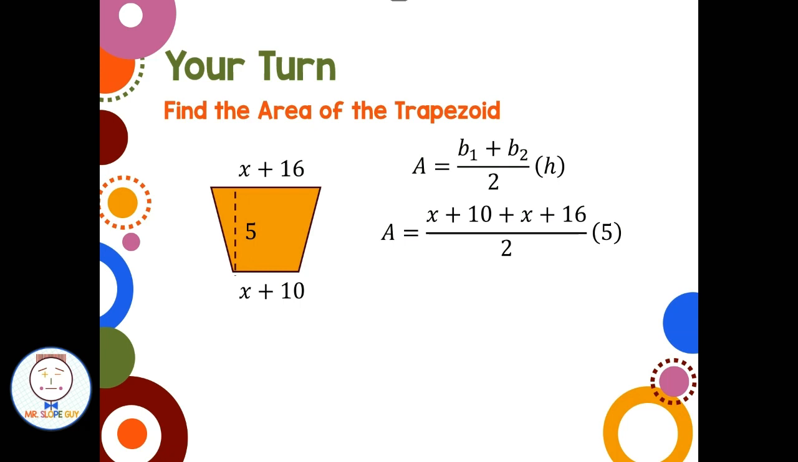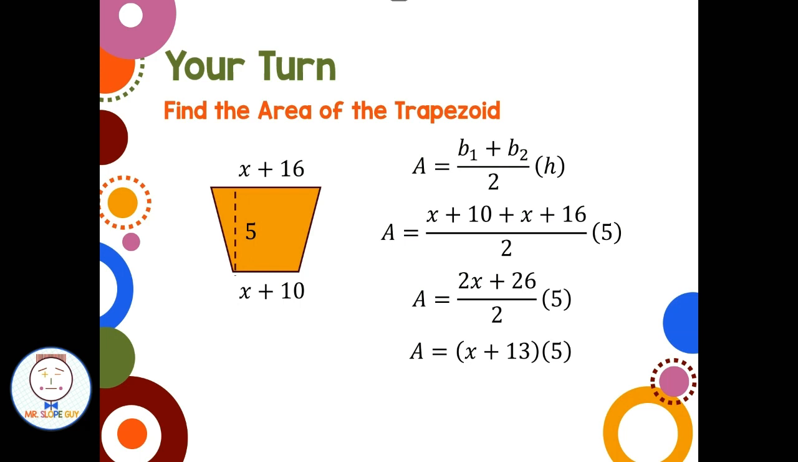We have an x and x combined to be 2x, and plus 10 and plus 16 combined to be plus 26. Then 2x divides evenly by 2 to give us x, and 26 divides evenly by 2 to give us 13. x plus 13 times 5. Putting this in parentheses helps us keep in mind that we're multiplying 5 times the whole number of x plus 13. We're not multiplying it by parts of it, but the whole thing.